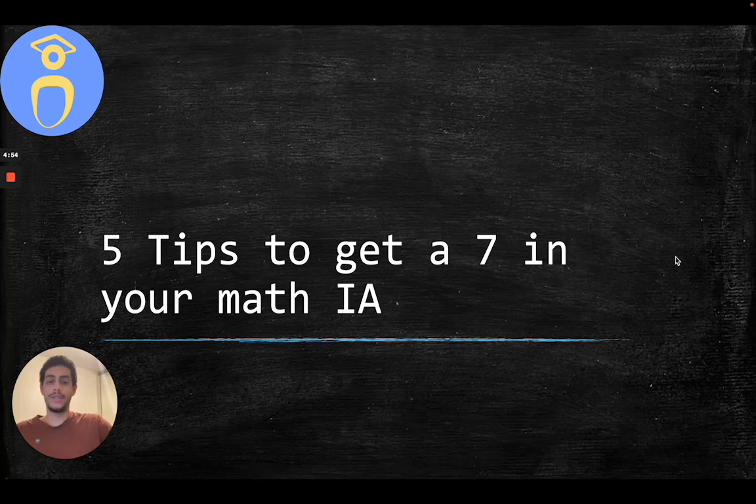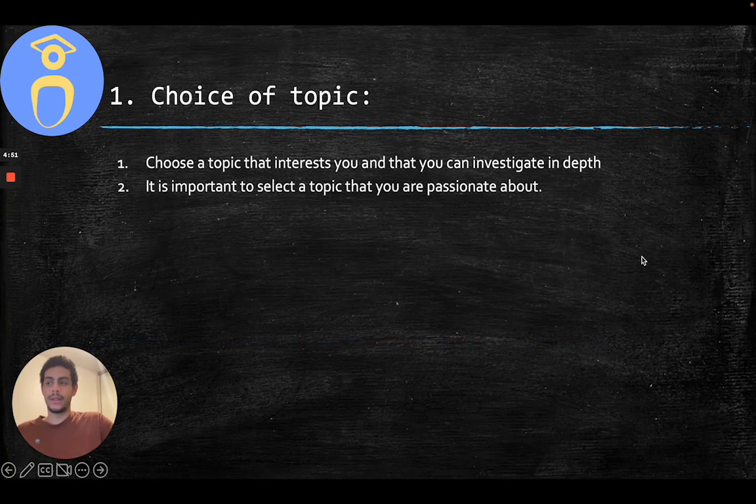Now the first thing is choosing your topic. You want to make sure that the topic you choose interests you, but you can also investigate it in depth. It's important to also select something that you are passionate about. It's going to make the research and writing process a lot more enjoyable and rewarding. If you don't, you might get bored.